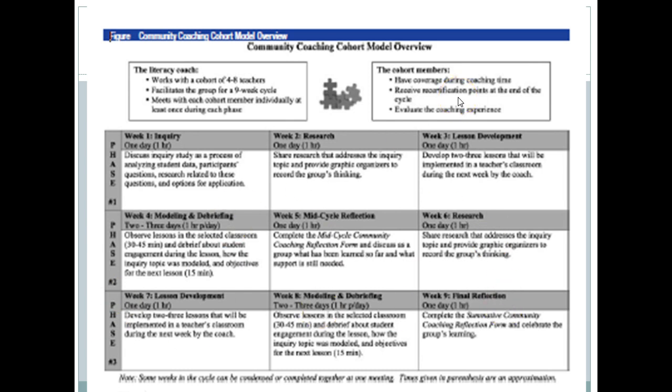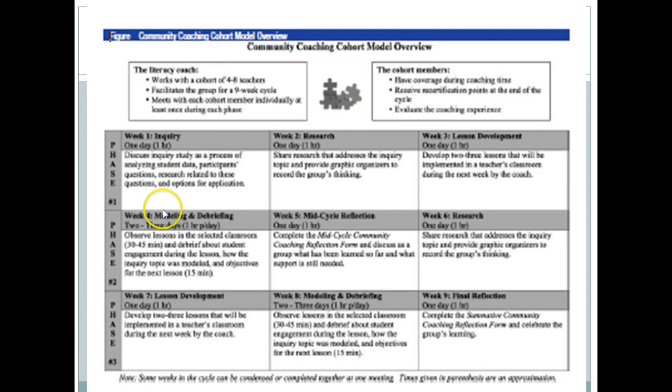Now the cohort members, they have coverage during their coaching time. So you are providing them with protected time when they can really focus on the coaching conversation. They also get recertification points at the end of the cycle, so seeing if there's a way that this can count for continuing education clock hours. And then they also are asked to evaluate the coaching experience, so they really give input and feedback.